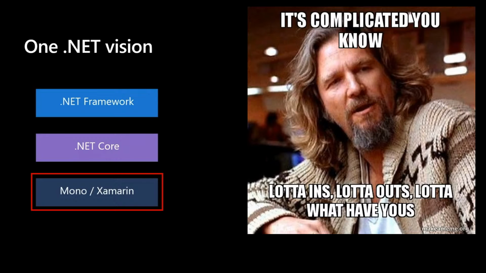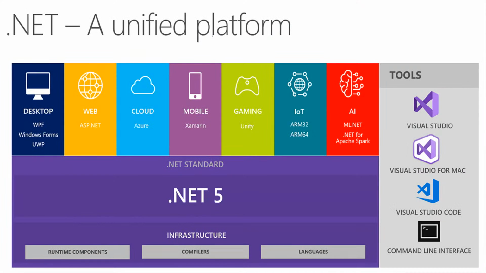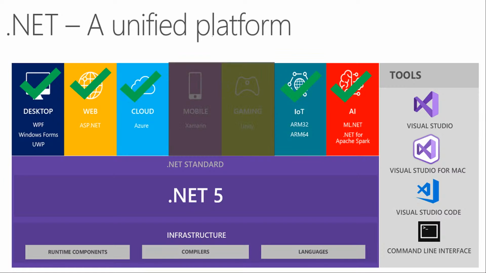So what do we do about this block here, this Xamarin block? Well, this one I've labeled, it's complicated. Lots of ins, lots of outs, a lot of what have yous. So let's take a look again at this .NET unified platform. And when it comes to the question of, okay, what in this unified platform is there and complete and ready, I'm happy with all those things. The gray area for me is this middle bit that's based on Mono. So Xamarin runs on top of Mono, and the Unity framework for gaming runs on top of Mono.